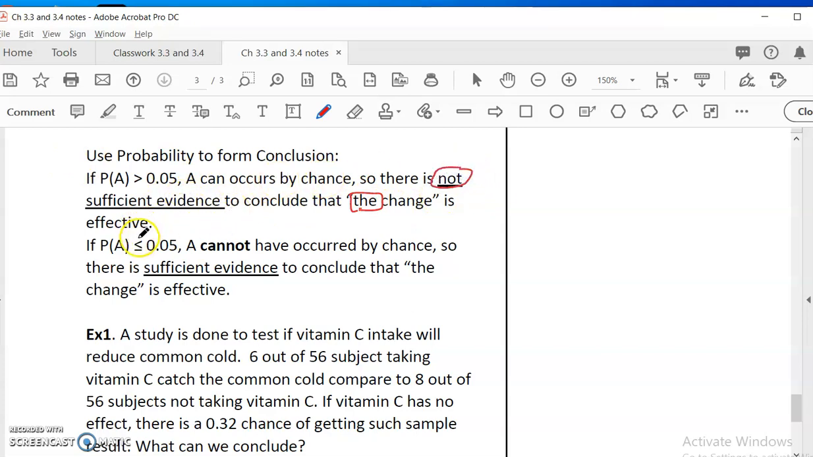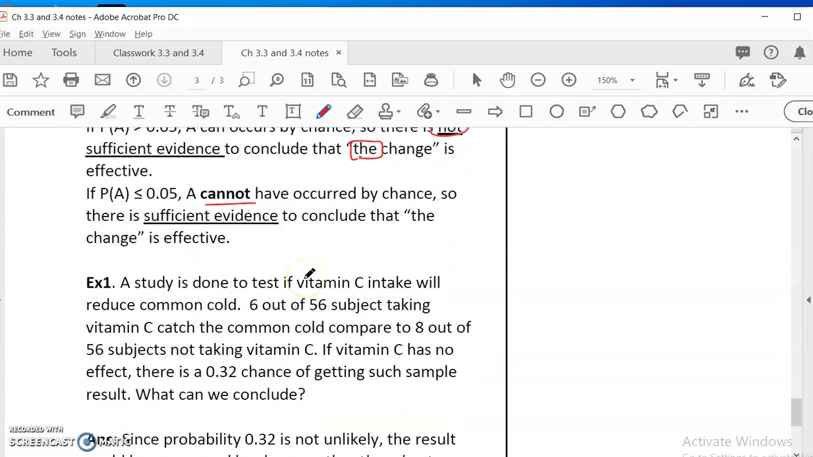Whereas if you see an observed event, and the chance of it happening is less than or equal to 0.05, it cannot have occurred by chance. It is so rare that you should not have seen it, but it has happened. So you will say that it must be because of the change that makes it happen. So you can conclude that whatever change made this happen is effective.